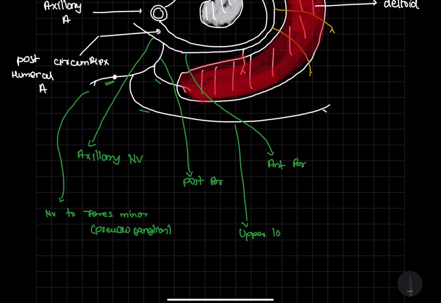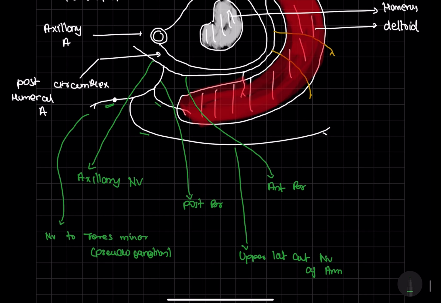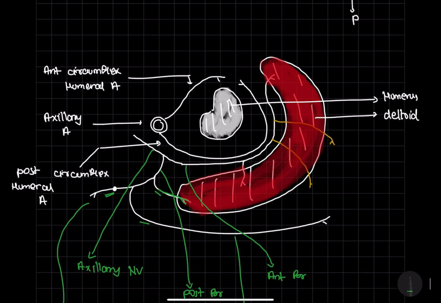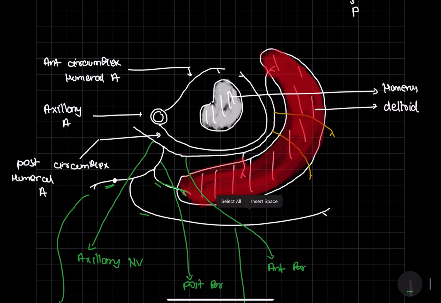Upper lateral cutaneous nerve of arm, and this is one more division. This is going to supply the posterior part of the deltoid. And we have the anterior branch, and in the anterior branch we have the motor nerves. This is the motor nerve, and this is your sensory nerve. So done with it. Here is your humerus, here is your axillary artery.